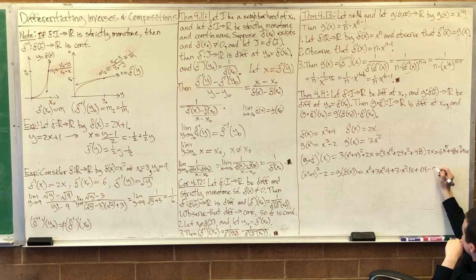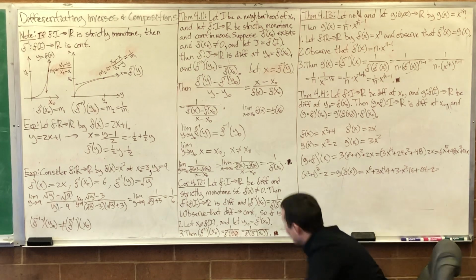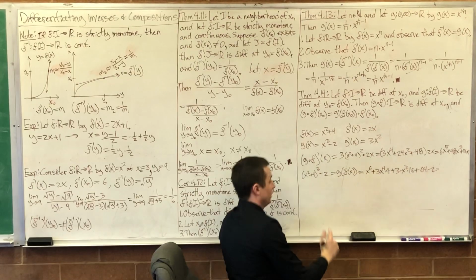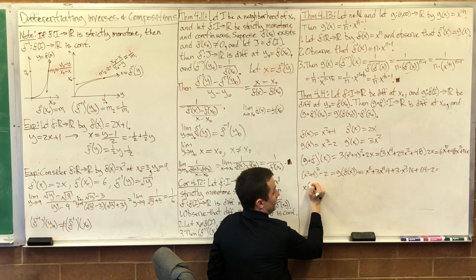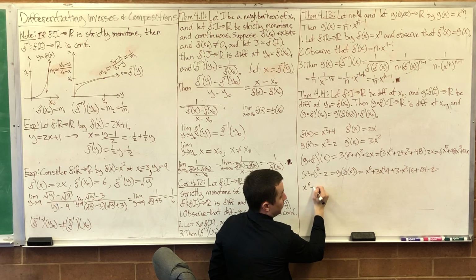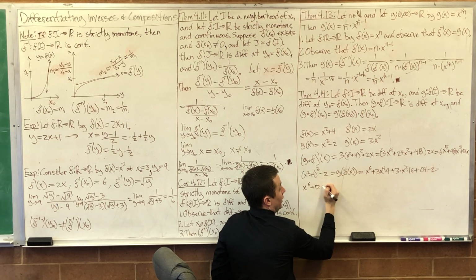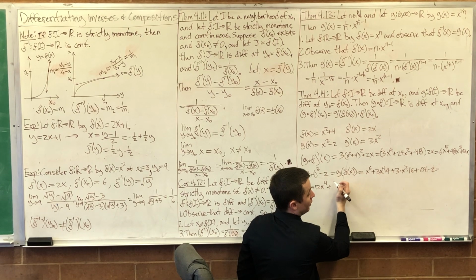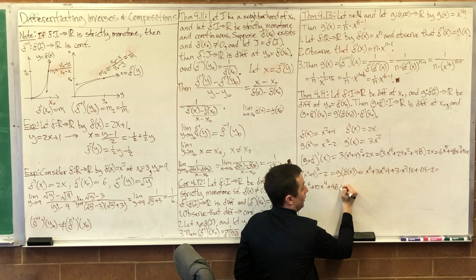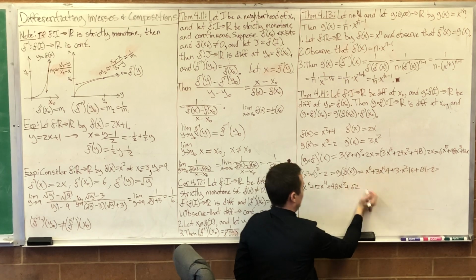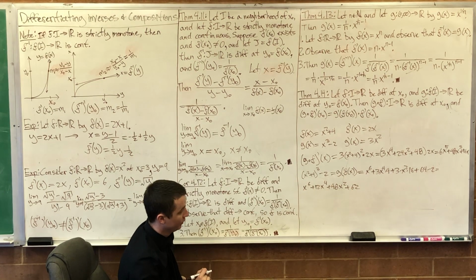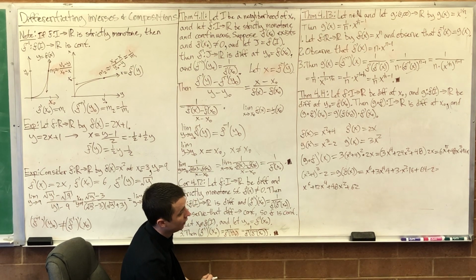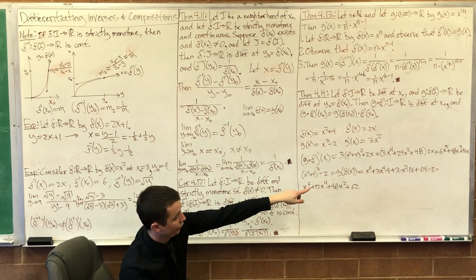Minus 2. Right? Yeah. So that is equal to, come down to this line, we have x to the 6 plus 12x to the 4 plus 48x squared plus 62. Okay, now let's take the derivative of that thing and see what we get. Where did you get 12x to the 4? We have 3x to the 4 times 4.